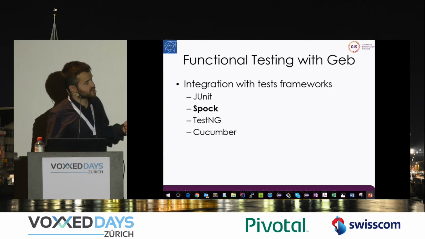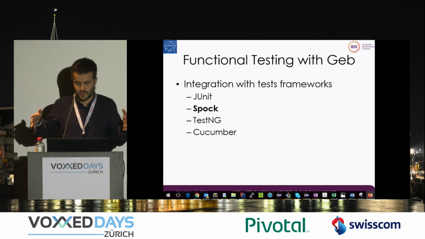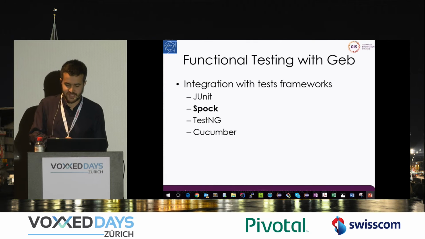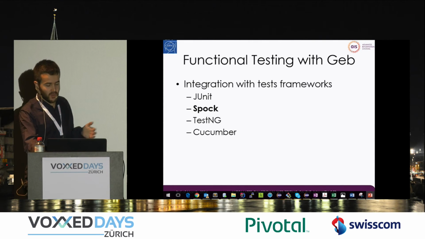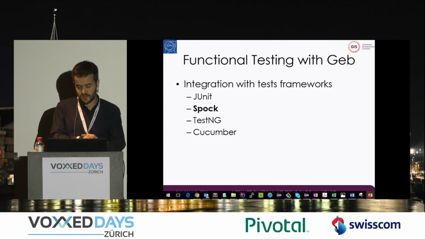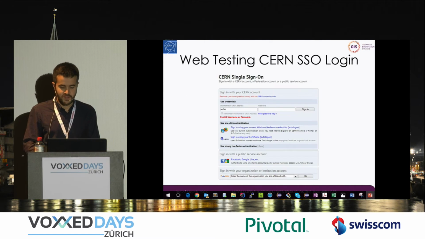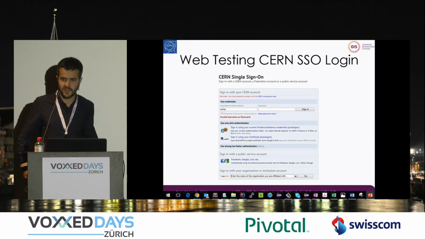So you can integrate with JUnit, Spec, TestNG, and even Cucumber. So you can have really, pretty much English-like phrases for doing the tests. And in more examples, I'll use a Spec framework because I quite like this approach, and I think it mixes very well with JEB, this spec-oriented approach. So to exemplify the test, I'll be using the CERN single sign-on page.